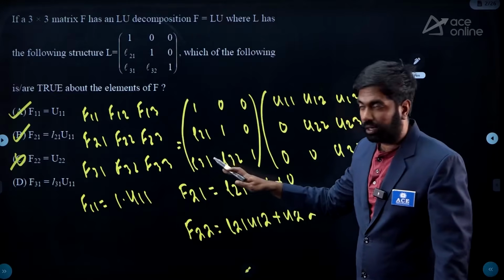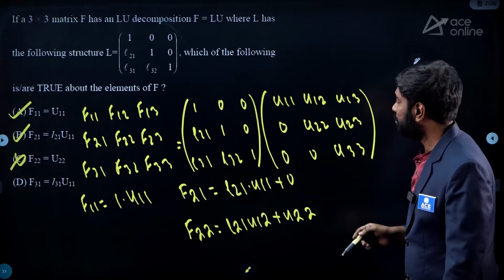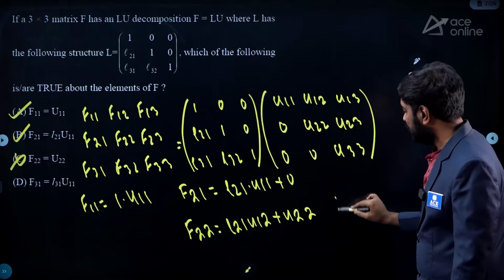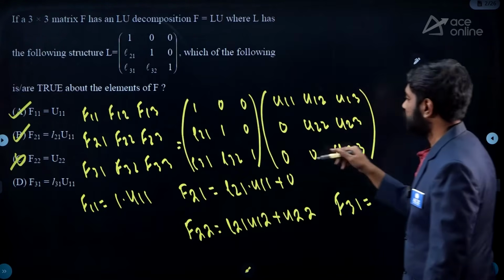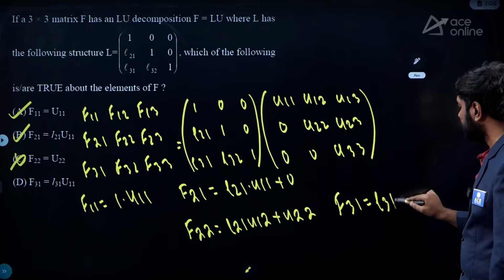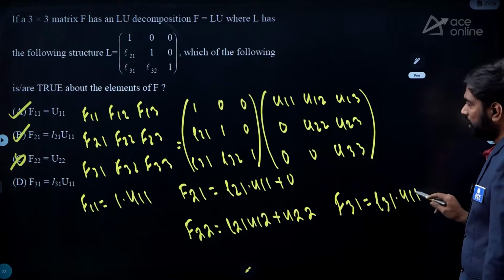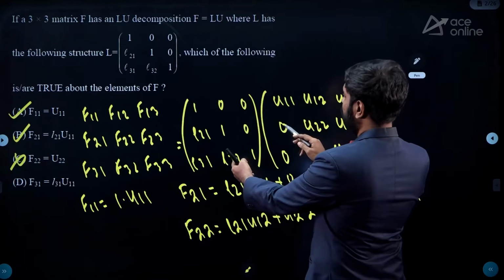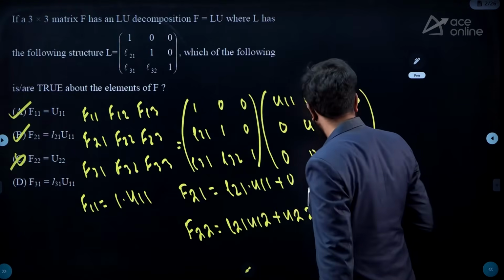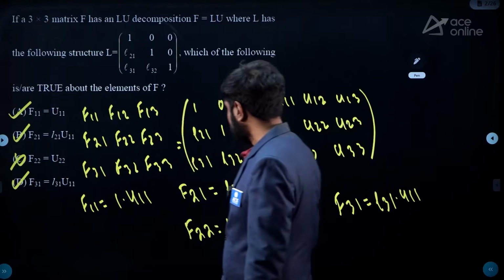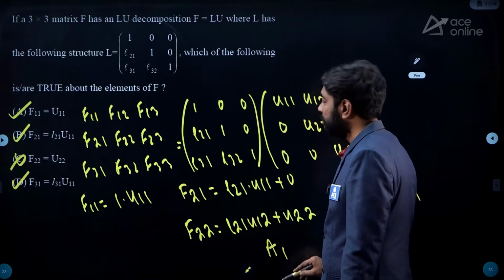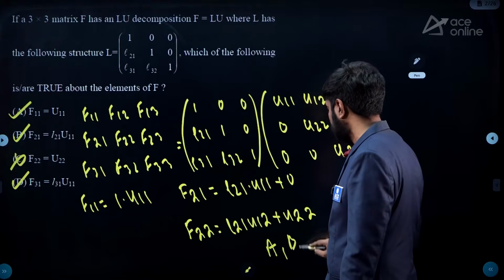And then they are talking about F31, that is this element. Take the third row here and the first column here, multiply. So what's the last element they are talking about? F31. This row into this column, this will give us L31 into U11, and then this into this is gone, this into this is gone. L31 into U11, yes, this is a correct relation. And the answers for this problem are A, B, and D.